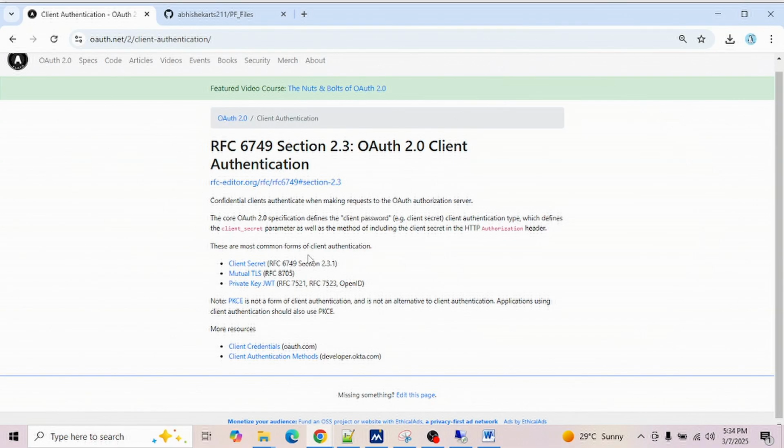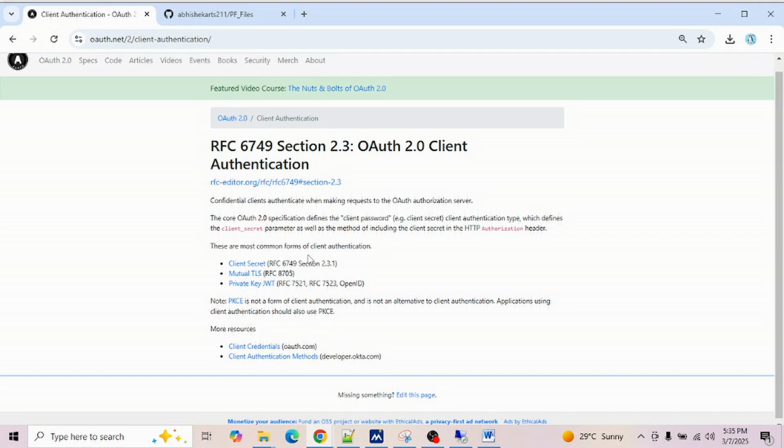Discuss RFC 6749 section 2.3, OAuth 2.0 client authentication. Confidential clients authenticate when making requests to the OAuth authorization server. The core OAuth 2.0 specification defines the client password as the client authentication type, which defines the client secret parameter as well as the method of including the client secret in the HTTP authorization header. There are three most common forms of client authentication: client secret, mutual TLS, and private key JWT. Client secret we have used. In our previous examples we already used this authentication method, but we haven't used mutual TLS and private key JWT. So we'll try to understand these two also, what they are and how they basically work.